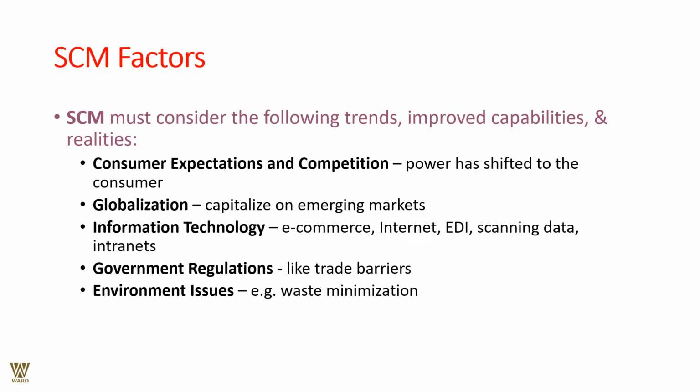Globalization is about capitalizing on the emerging markets. Information technology encompasses e-commerce, the internet, EDI, electronic data interchange, scanning data, and the intranet. Then there are government regulations like trade barriers, tariffs, and taxes. Environmental issues are all about minimizing the waste. So the supply chain factors are plentiful: consumer expectations, competition, globalization, information technology, government regulations, and environmental issues.